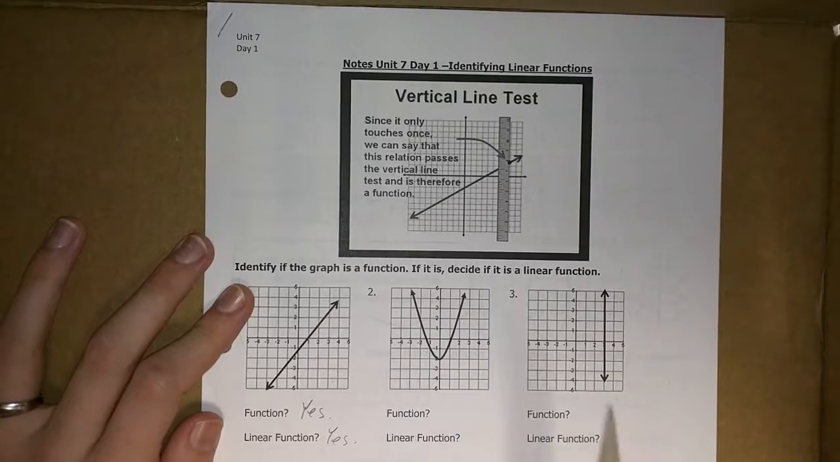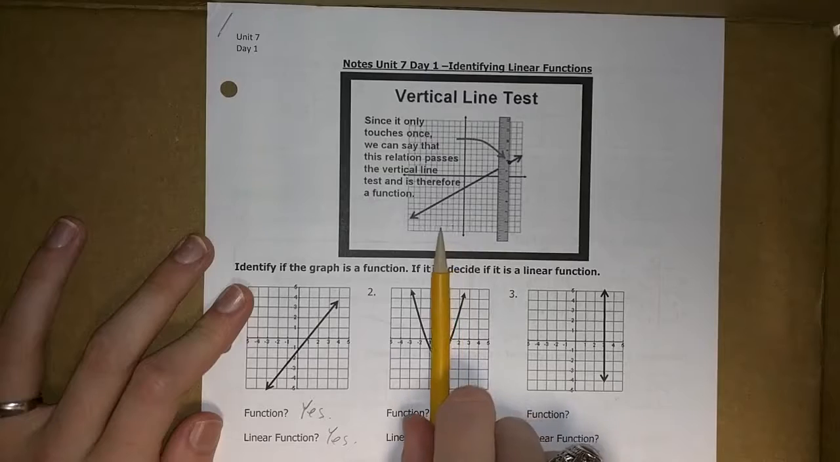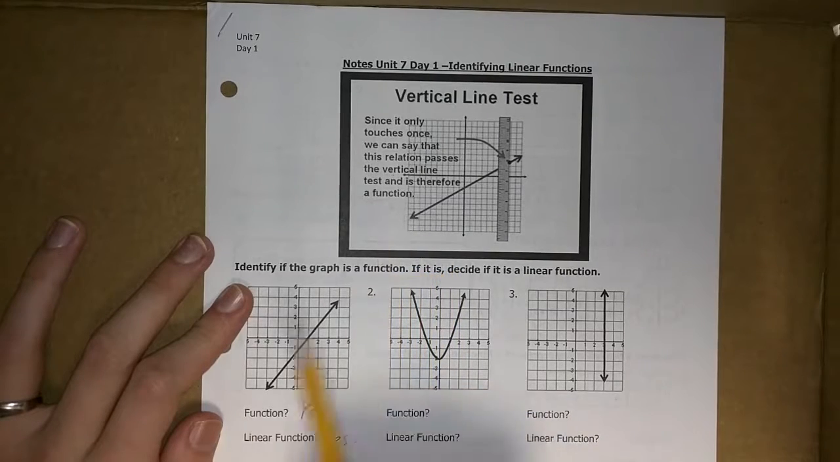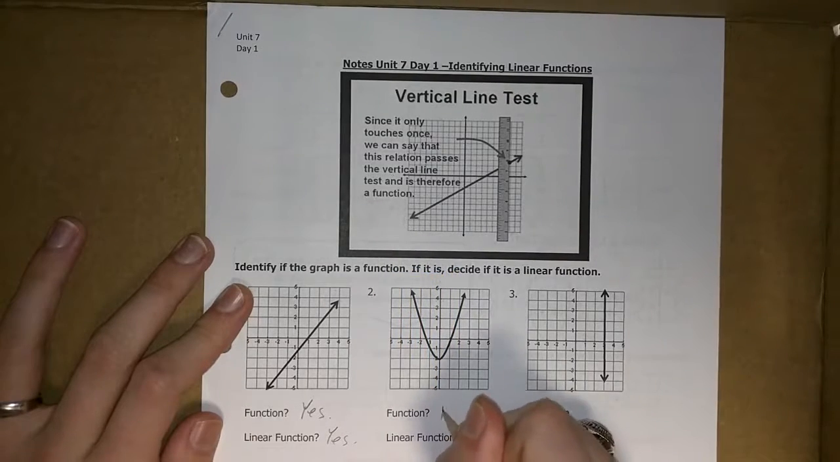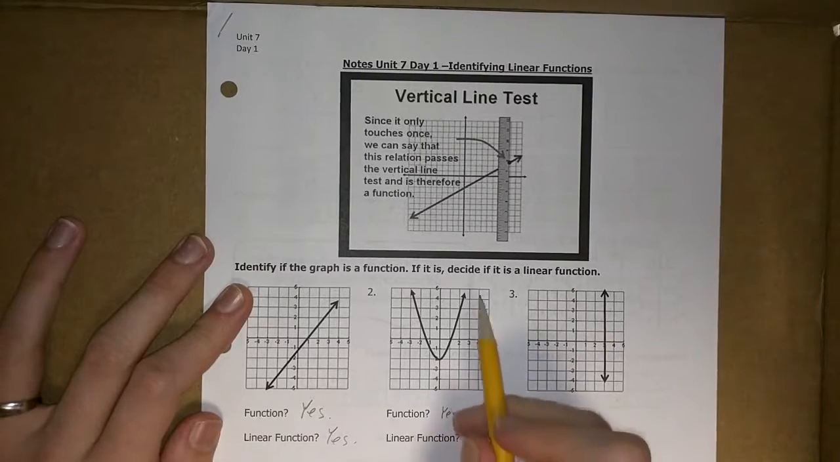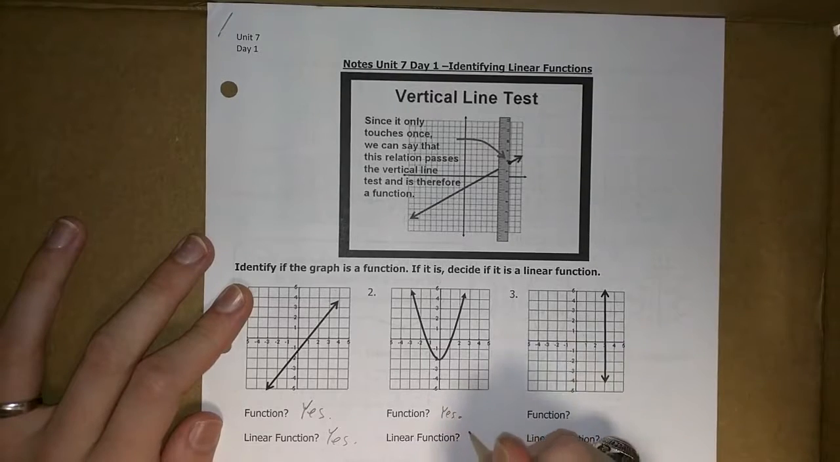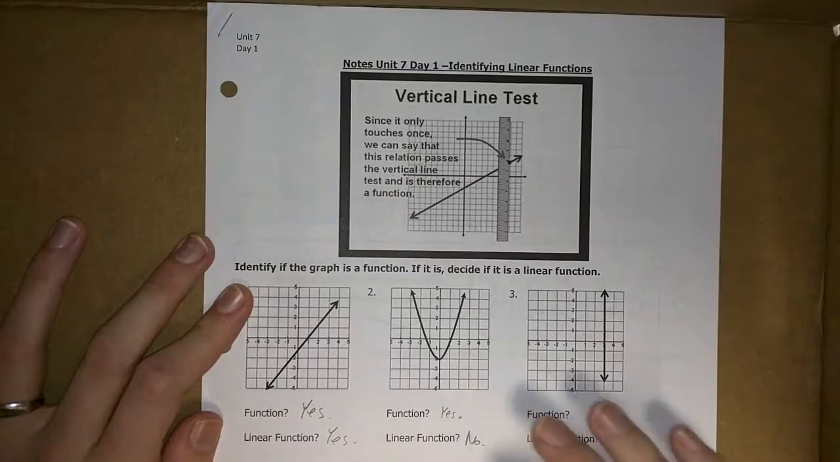Next, is this a function? If you take your vertical line, I always hit once. I can't ever hit it twice, so this one is a function. And now the question is, is it a linear function? No, because it's not a straight line. It's kind of a U shape.